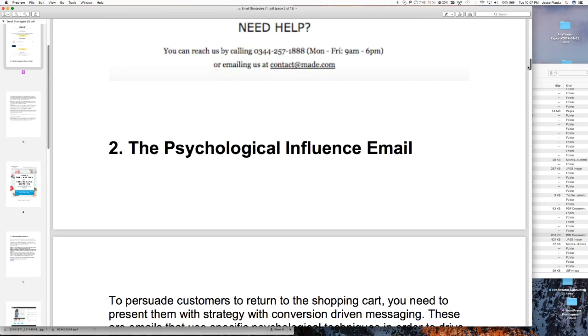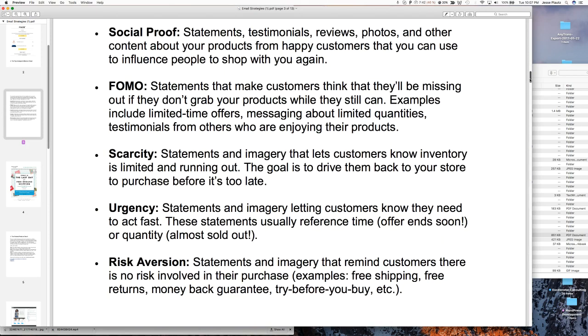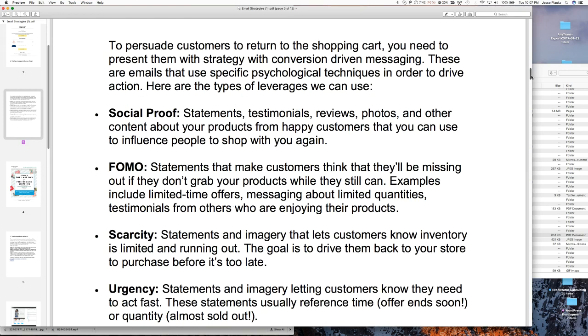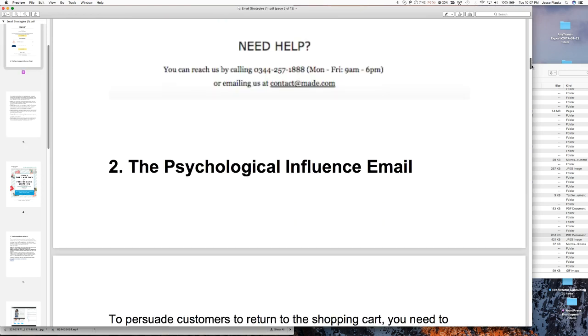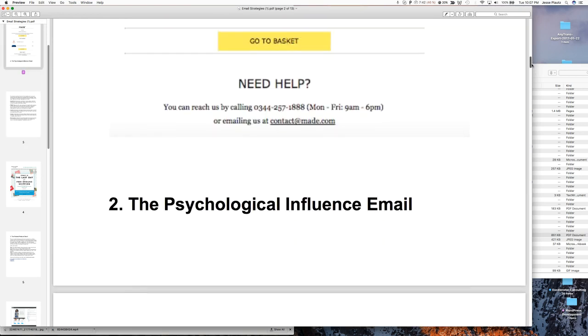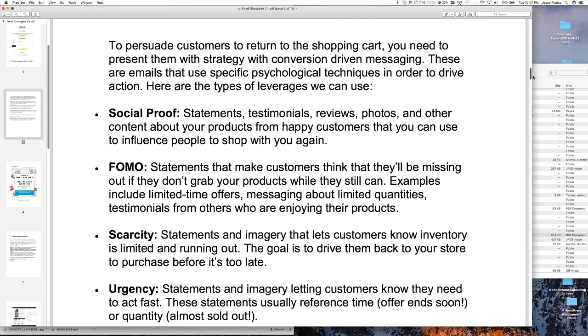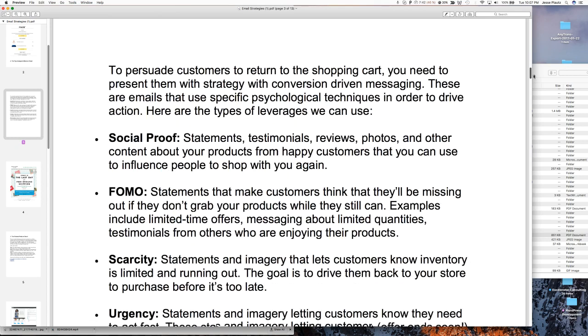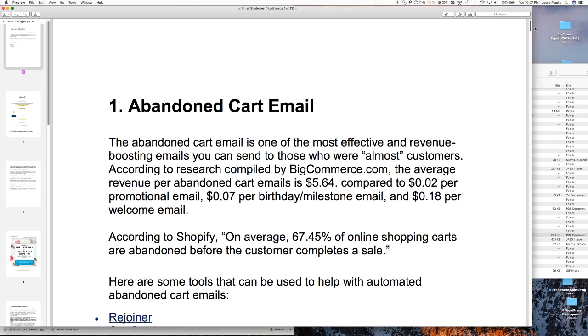And then the psychological influence email is kind of like, you can have one that's standalone, but this is mostly how to write your emails. And by the way, these concepts apply to all those other emails. You can apply these concepts into every single one of these other templates. And then of course the abandoned cart email.